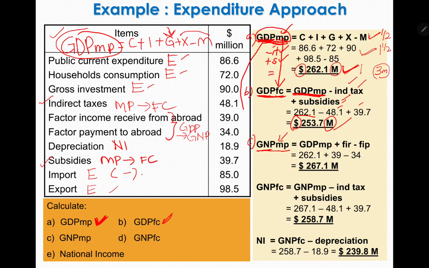So from domestic to change to national, go to the formula. From GDP to GNP, what would you do? You will plus FIR minus FIP, which equals GNP MP. So the item that you use is GDP MP, you remain here. And then you continue the formula, plus FIR minus FIP. So this GDP MP, you can find here, the value would be 262.1. FIR and FIP can be found in the table. So you put the value and you answer this together with the units, and you will get the full marks.